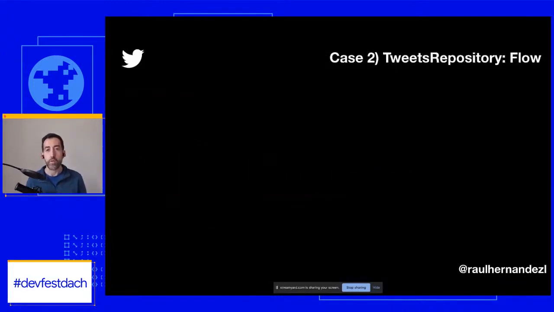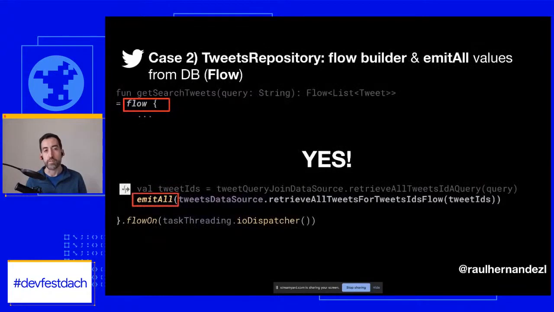But now, let's see other cases for flows. For instance, if you have the flow builder, you can emit all values. That means having a flow as a return type from the database.